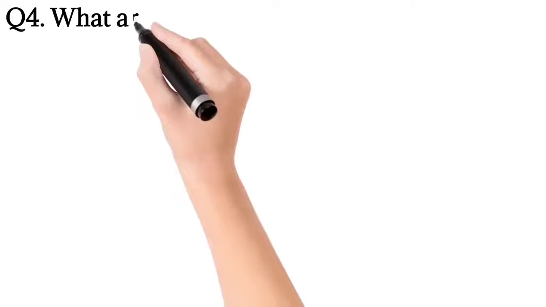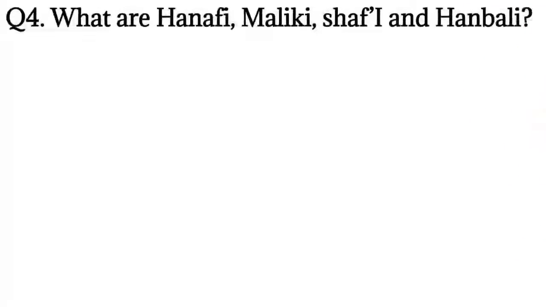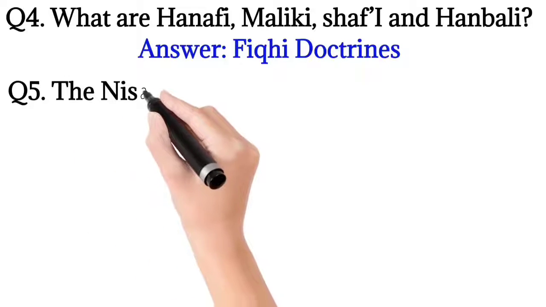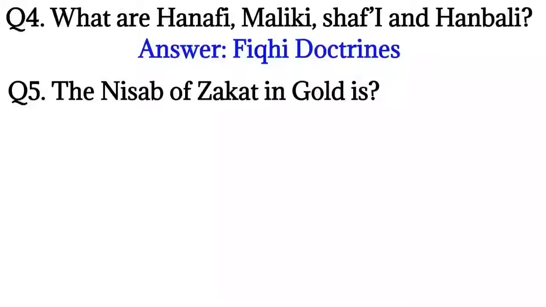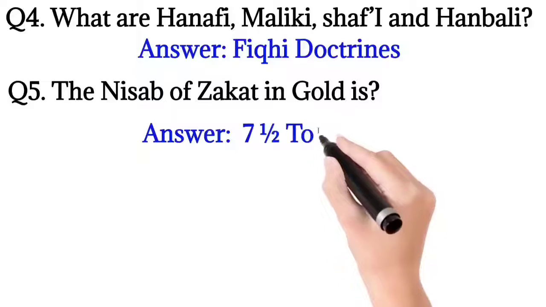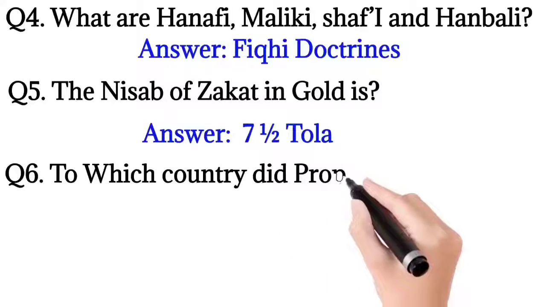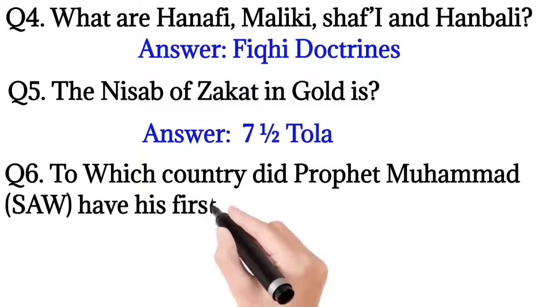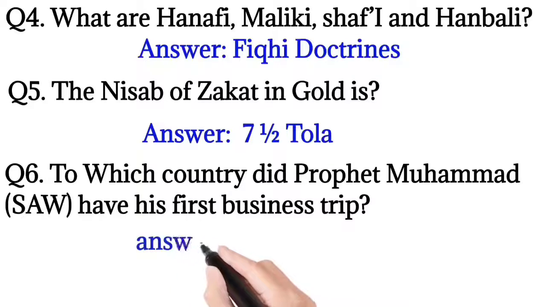Question number 4. What are Hanafi, Maliki, Shafi and Hanbali? So the answer is Fiqh doctrines. Question number 5. The nisab of zakat and gold is? So the answer is 1/2 tola. Question number 6. To which country did Prophet Muhammad sallallahu alaihi wasallam have his first business trip? So the answer is Syria.